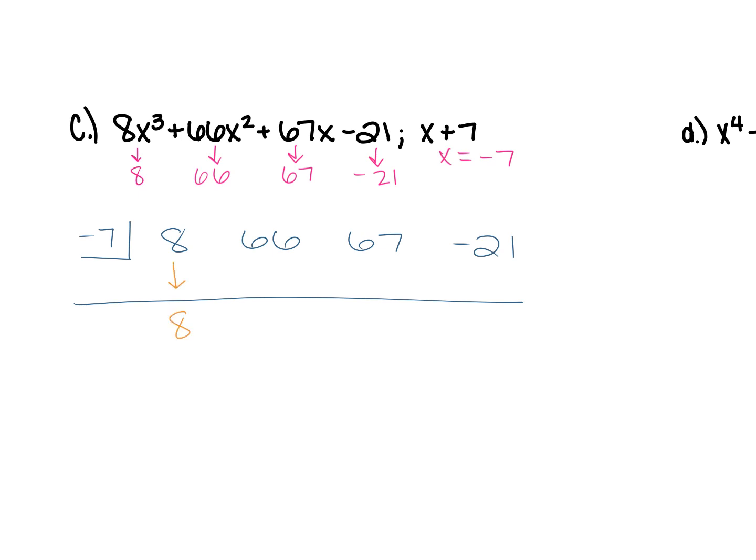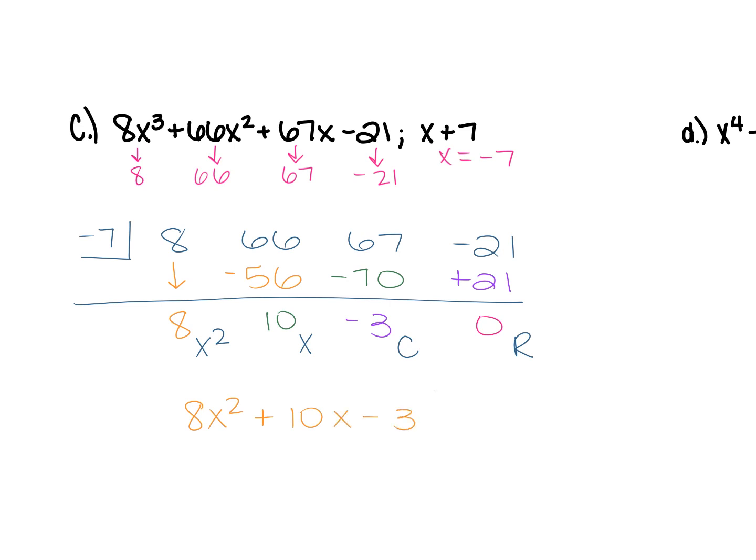8 drops down. 8 times negative 7 is negative 56. We add that with the 66, we get 10. 10 times negative 7 is negative 70. We add that with the 67, we get negative 3. Negative 3 times negative 7 is a positive 21. Add that with the negative 21, we get 0. So 0 is your remainder, negative 3 is your constant, 10 gets your x, 8 gets your x squared. So this is just 8x squared plus 10x minus 3.